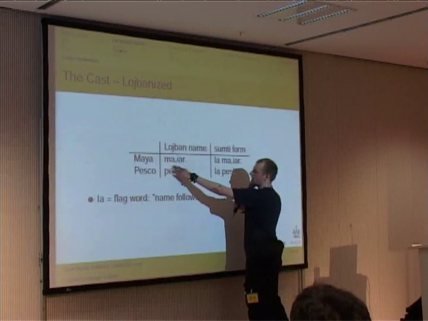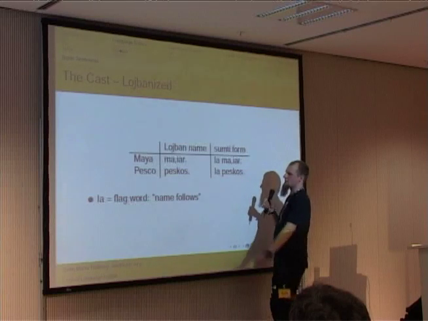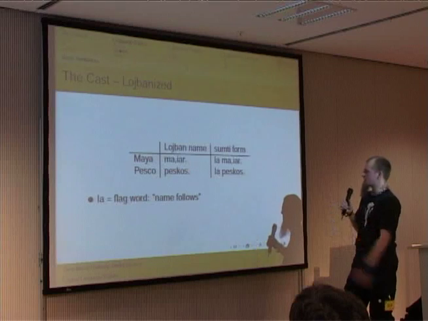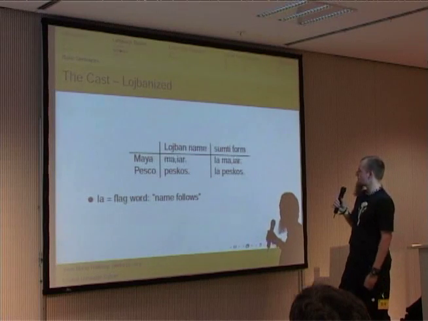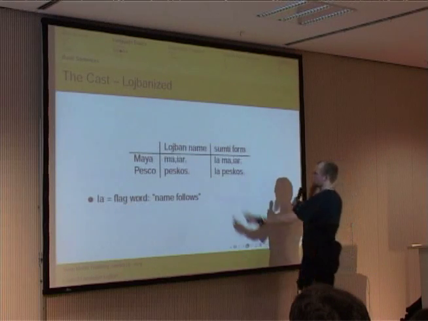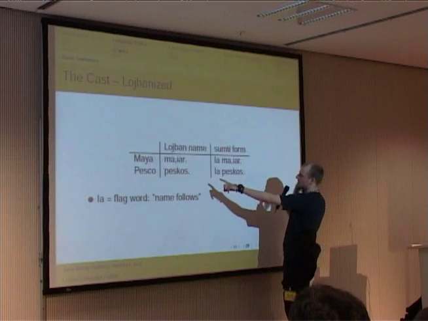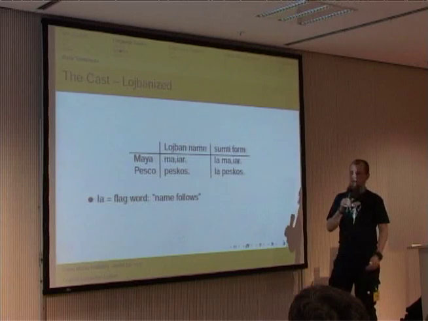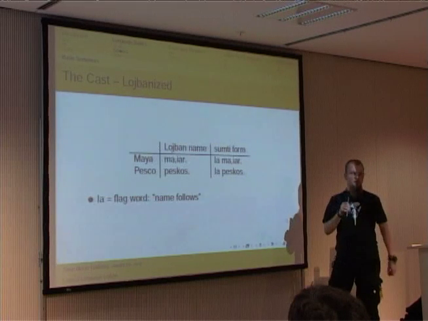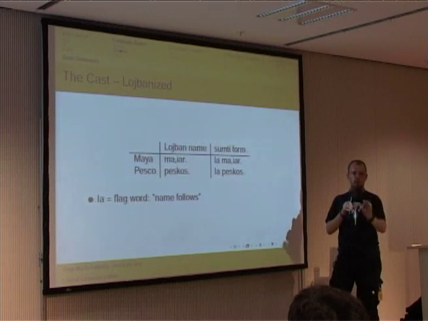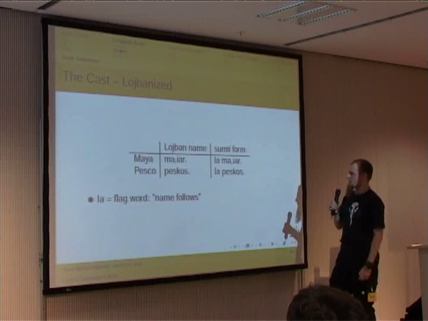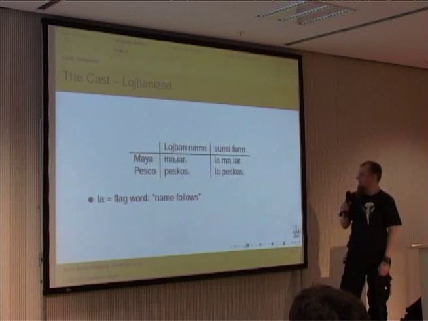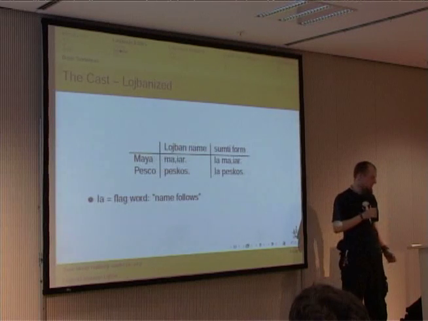This is pronounced, ma, yar. The consonant is arbitrarily chosen. You can use anything that sounds right, and peskos is me. And the period says the pause. And now this little particle la, I've said here, this is the name itself, and this is the sumti form. If you want to use it as an argument in a sentence, you have to put la in front of it. It's just a flag word that says a name follows, also for grammatical unambiguity. So la says, here's the name, it starts, and the pause says, here's the end of the name.